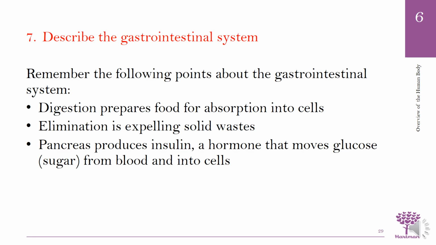So just remember, the gastrointestinal system has the following functions: digestion, absorption, and elimination. Digestion is the process of preparing food physically and chemically so that it can be absorbed into the cells. Absorption is the transfer of nutrients from the intestines to the cells. Elimination is the process of expelling wastes, which are made up of waste products that are not absorbed into the cells.